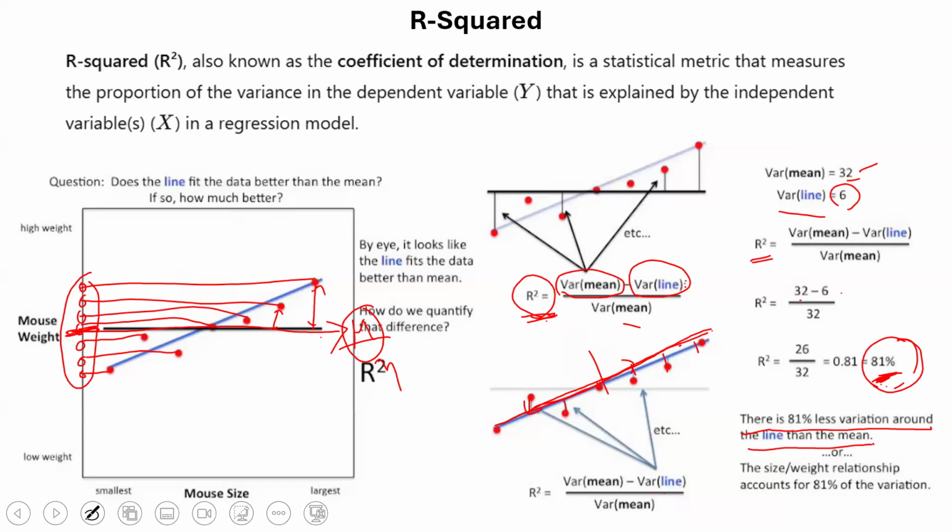So that much variance is reduced in the new line. Or else you can say the size and weight relationship accounts for 81% of the variation. What this actually means is that mouse size explained or covered 80% of the variation in the mouse weight. That means this variation can be explained by the mouse size.